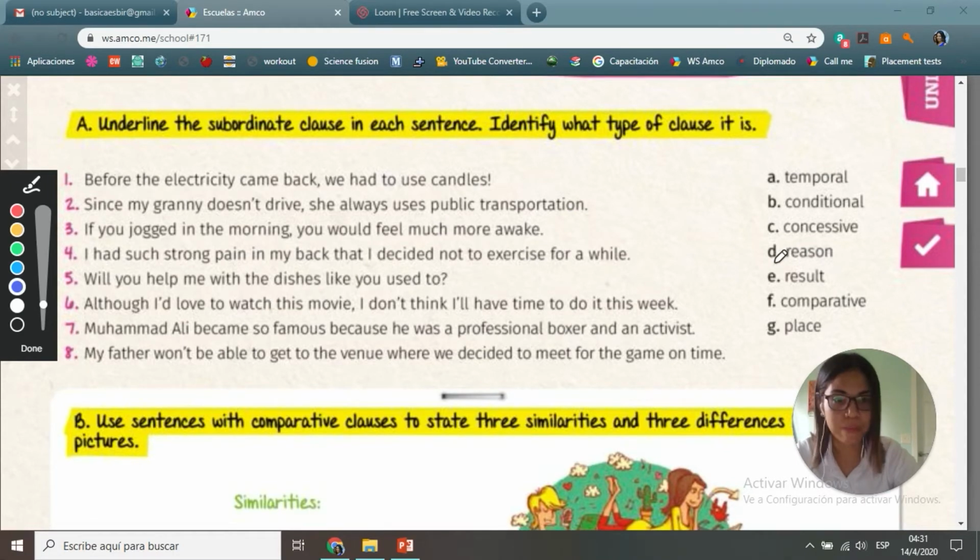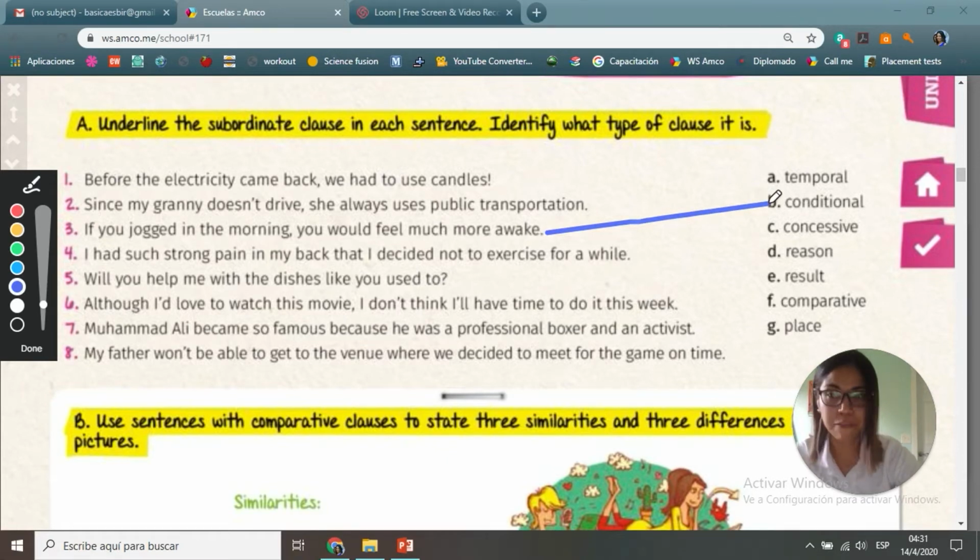Number 3, if you jogged in the morning, you would feel much more awake. Again, you can identify the conjunction and you underline if you jogged in the morning, right? And the type of clause is conditional. Correct. And you draw a line there.